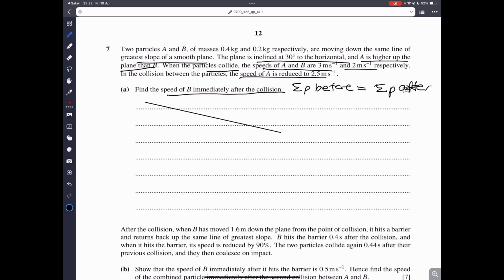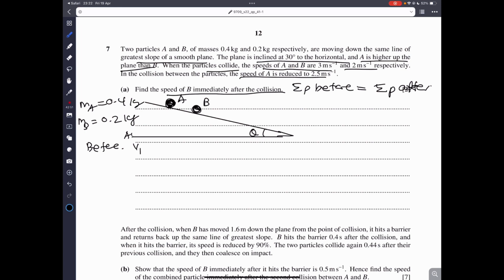Now if we draw a slope, we can draw a diagram. This is theta, this is A. Remember, it says in the question, A is higher up the plane than B. The mass of A is 0.4 kilogram. Mass of B is 0.2 kilogram. Before the collision, V1, the speed of A, is 3 meters per second. And B, the V2, is 2 meters per second. After, for A, the speed V3 is 2.5 meters per second, and we only need to find V4, which is the speed of B immediately after the collision.